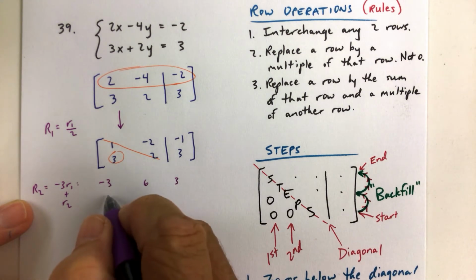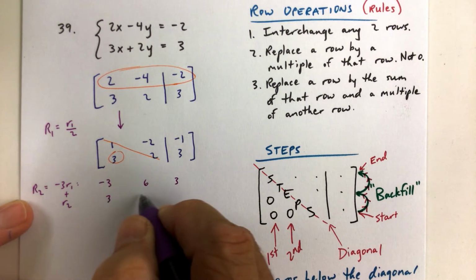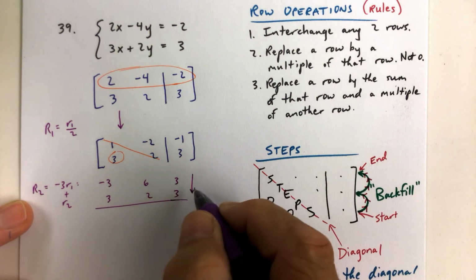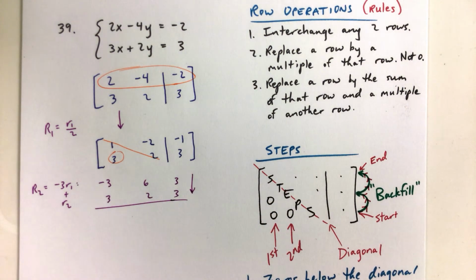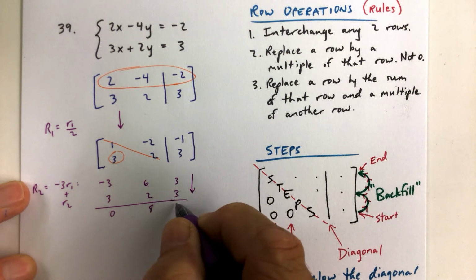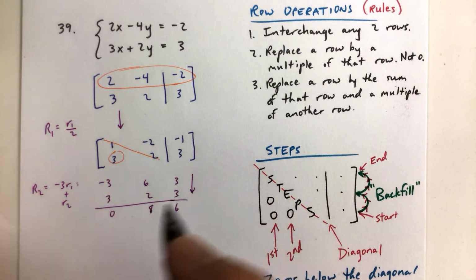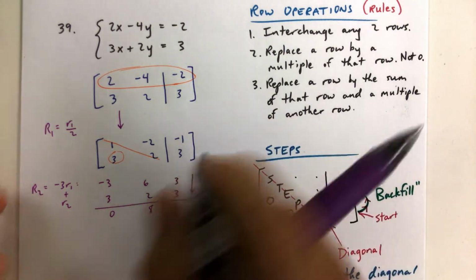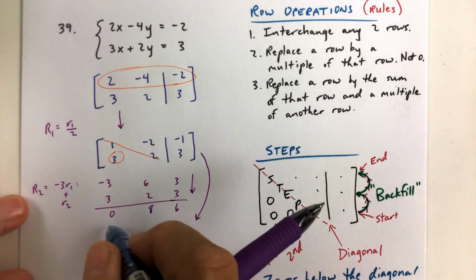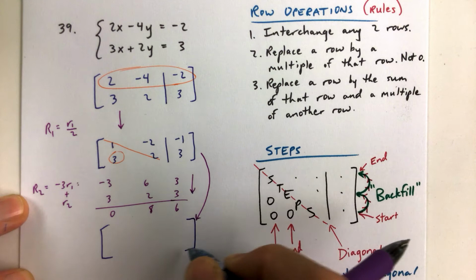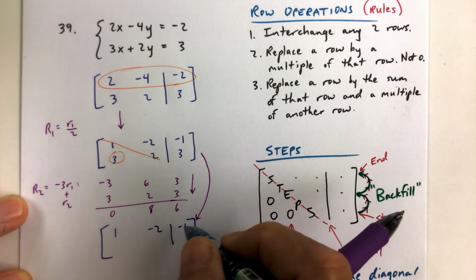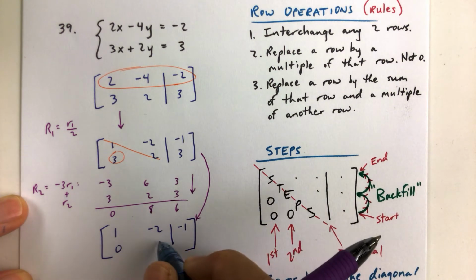So now again, our row 2 currently is 3, 2, 3. And when we add these together, we get our new row 2. And a new row 2 would be 0, 8, and 6. Okay, this is one of the examples we did in class. And so then we rewrite our matrix, keeping our first row because we didn't want to change that. We have a nice number there, 1 in the first top left position. And then our new row 2 is 0, 8, and 6.